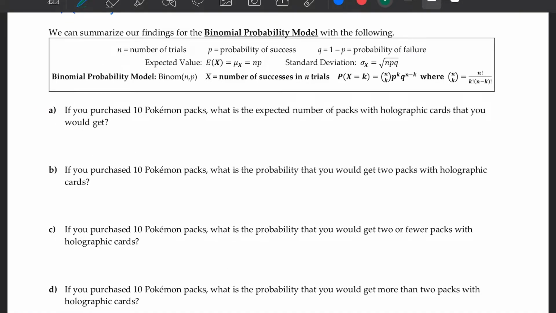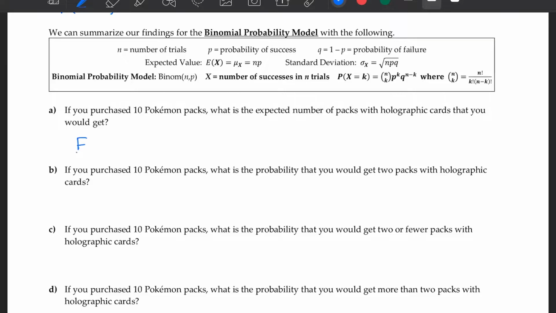So let's go ahead and actually take a look at some problems here, practicing our skills. So first one here. If you purchased 10 Pokemon packs, what's the expected number of packs with a holographic card that you would get? Why don't you think about what you would use from this above box to calculate this?